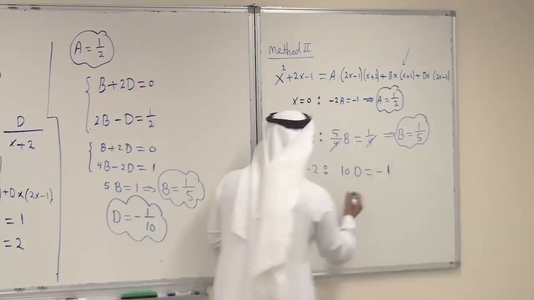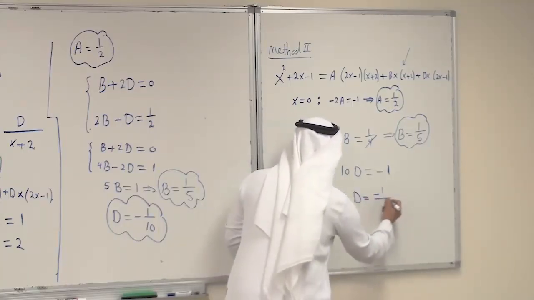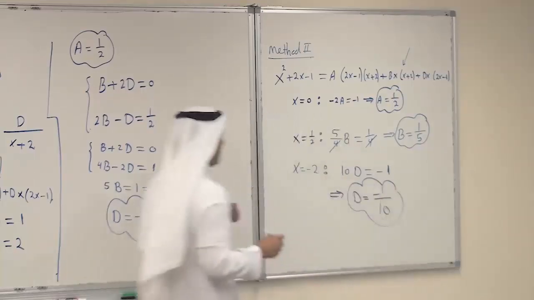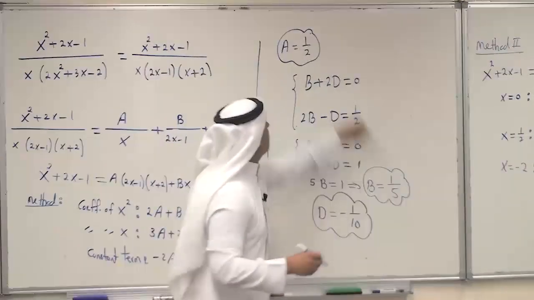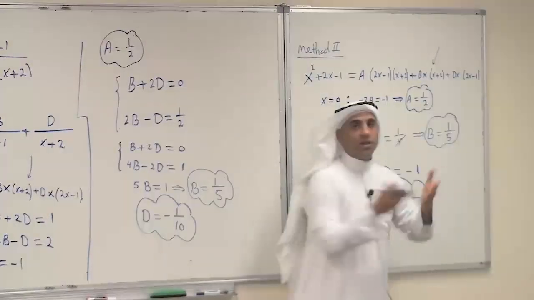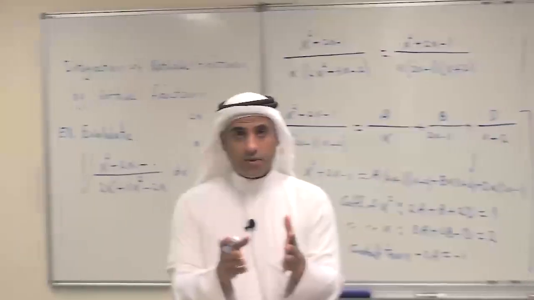The answer is D equal to minus 1 over 10. Okay, fine. We get the same answer regardless of the way we did. We get minus 1 over 10, 1 over 5, 1/2. Now you have the freedom to use the first method or the second method to determine the constants.